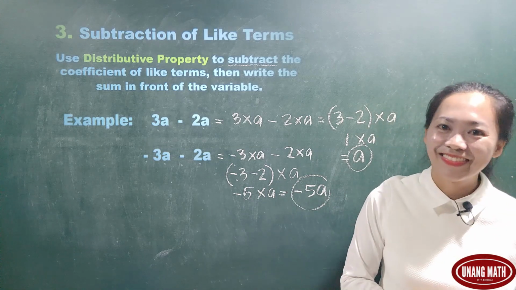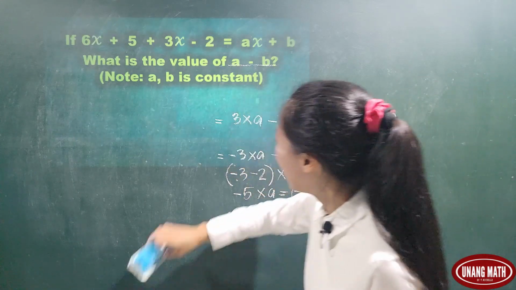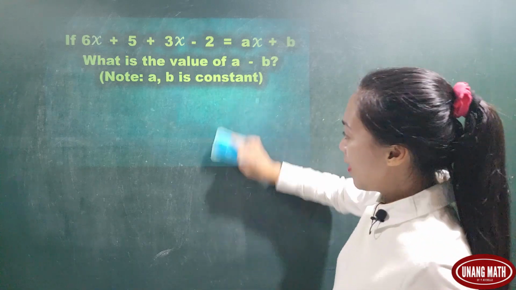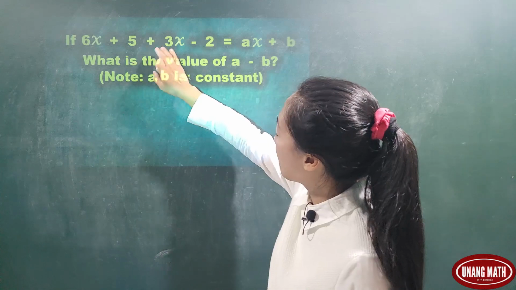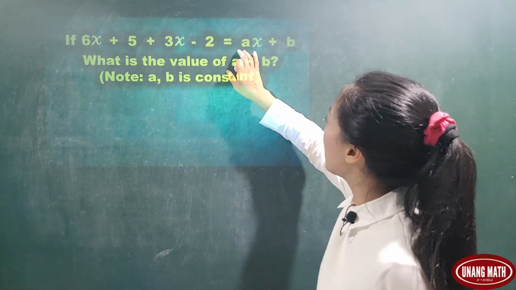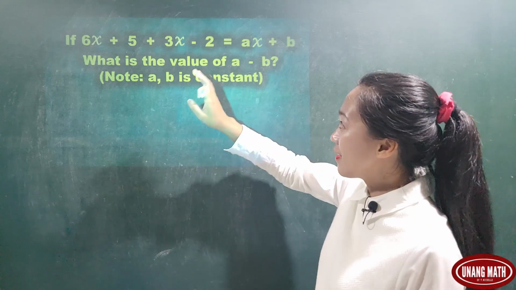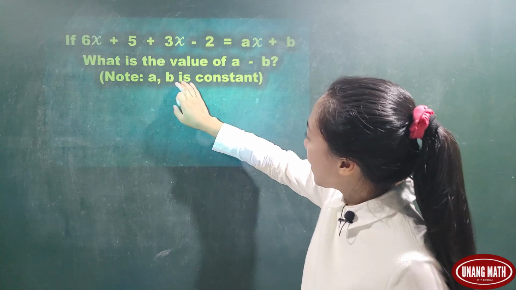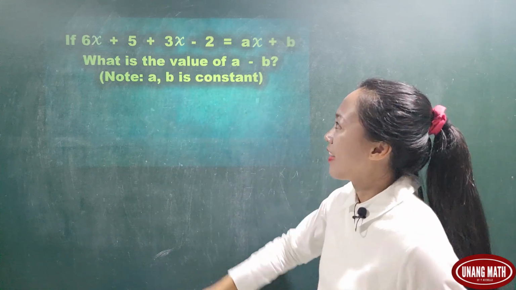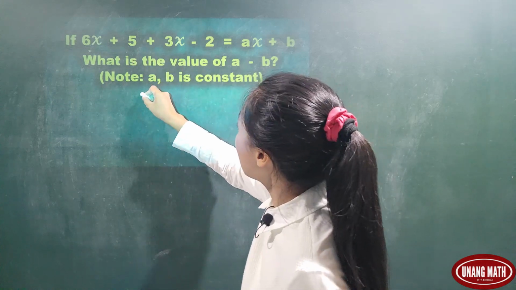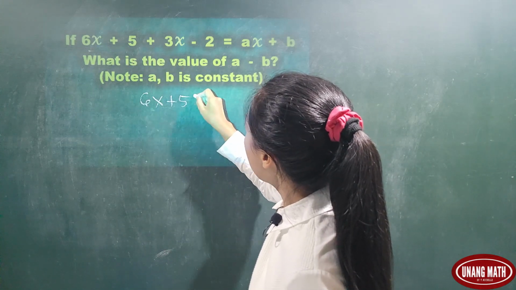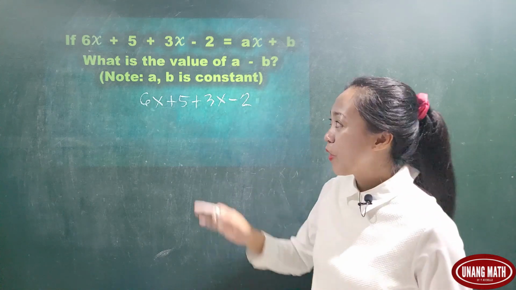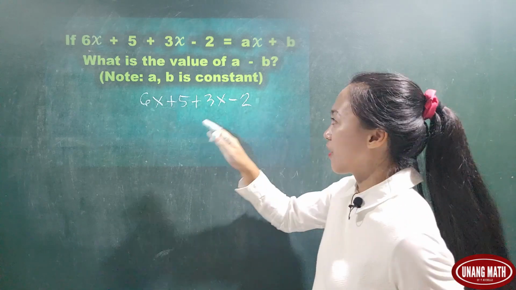Okay, this time, we are now ready to answer this simple activity. Okay, if 6x plus 5 plus 3x minus 2 is equal to ax plus b, what is the value of a minus b? Take note that a and b, these are constant. Okay, let's get this expression 6x plus 5 plus 3x minus 2. Okay, we will combine those like terms in this expression.